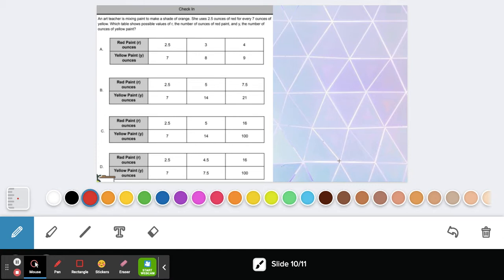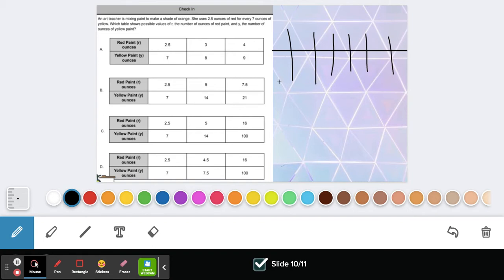So here I have different tables. And these are all my ratio tables. So actually, let's do this. We're going to make our own ratio table to compare ours with what's given to us, so it can be easier for us to know which one is correct.